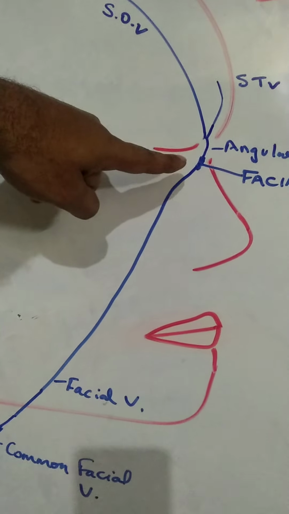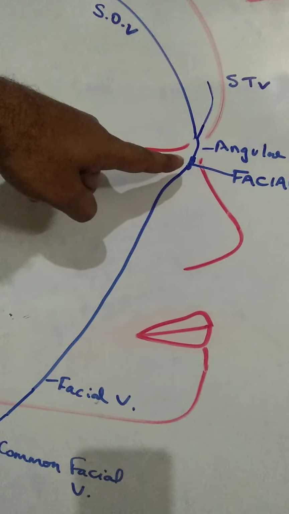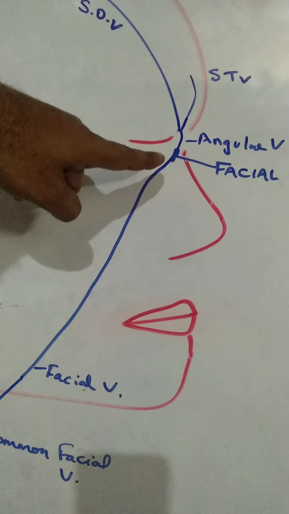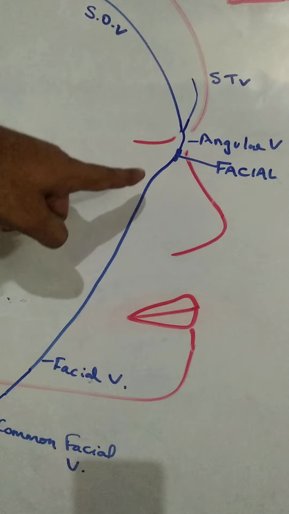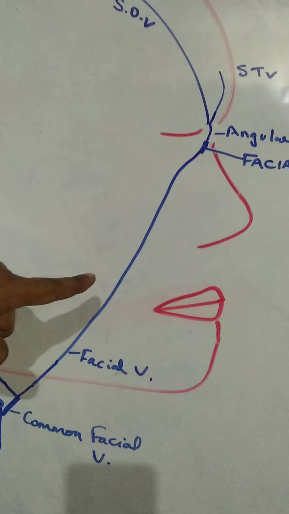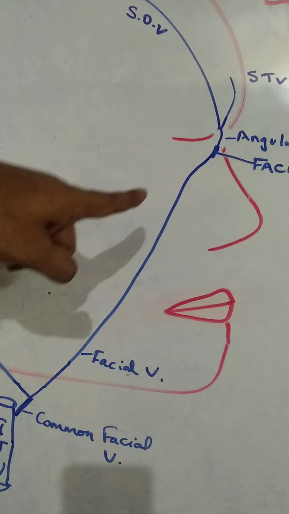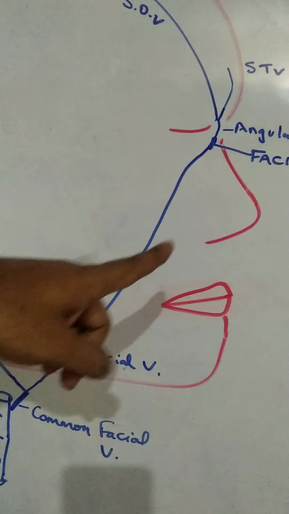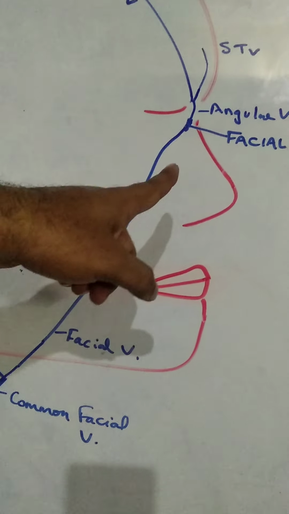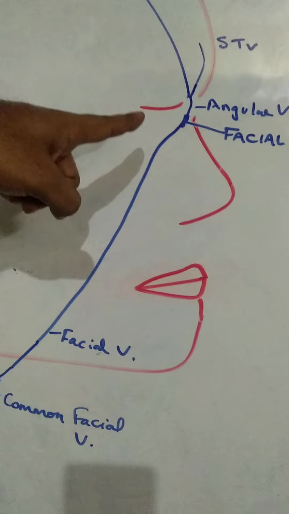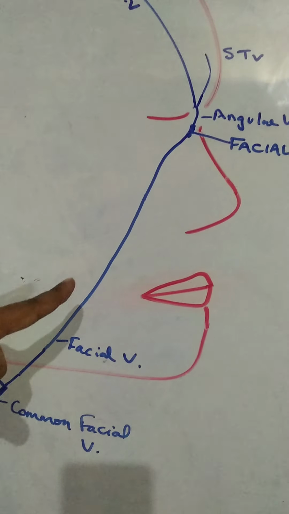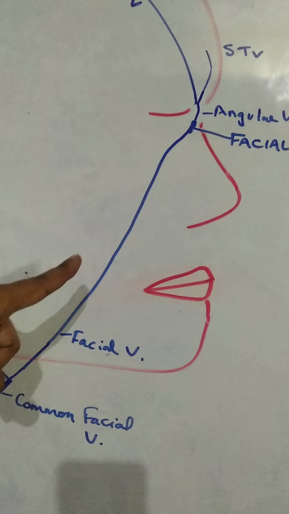The facial vein begins at the medial angle of the eye as a continuation of angular vein. It descends downwards and backwards, or we can say posterior-inferiorly, in the face in a much straighter course. It will be just posterior to the facial artery. Facial artery will be tortuous, and it will be in front of facial vein. Facial vein descends obliquely like this in the face, downwards and backwards.